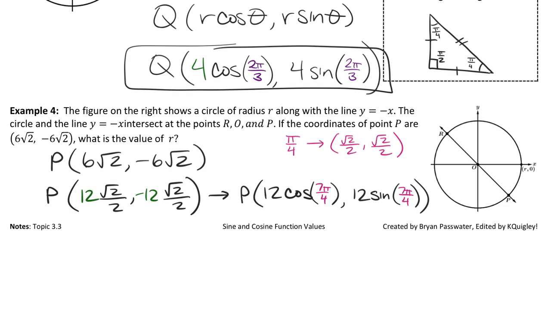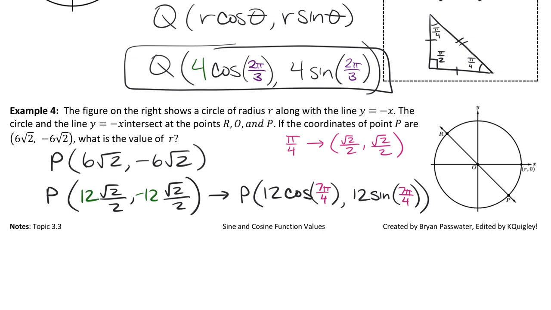A question I expect you to ask me: why did the negative go away? Thank you for asking. On your unit circle, what does it say for sine of 7 pi over 4? Is it a positive or a negative number? A negative number times 12 would be negative 12, yes? That's why the negative went away, because in that quadrant, sine itself is negative.